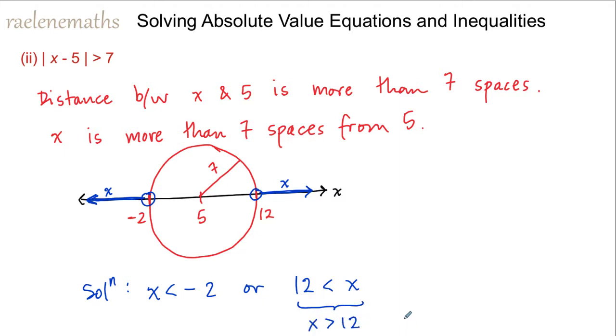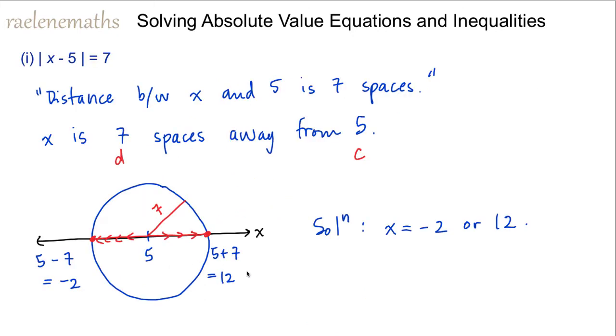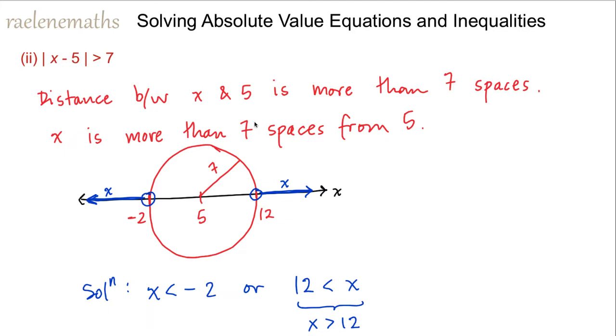Now, if you memorize the solution from earlier, you will get the right thing, but at least here we have a visual geometric interpretation which is consistent with what we did in the equation case. In the equation case, x needs to be exactly 7 spaces away from the center, and in this inequality, x is to be more than or beyond 7 spaces away, so outside of the circle.